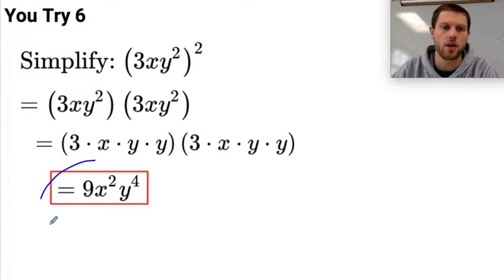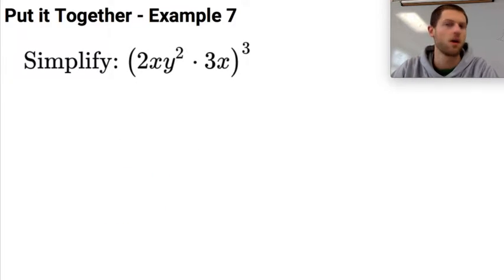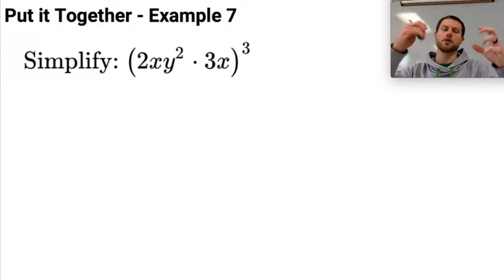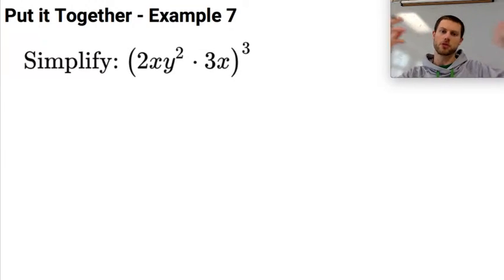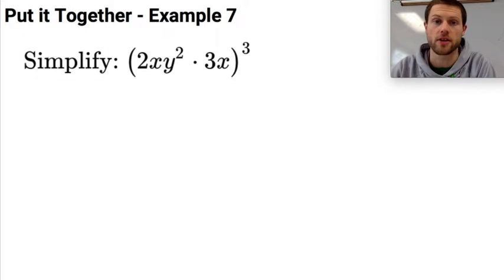And here's my answer for this one. 9x squared times y to the 4th. All right, we're going to take these two properties, multiplying and powers of powers, and we're going to smash them together and do both at the same time.